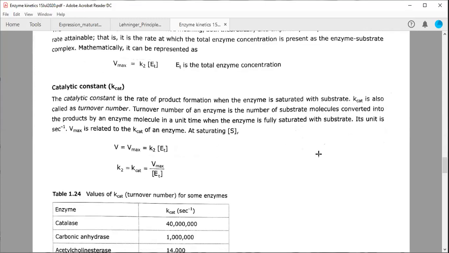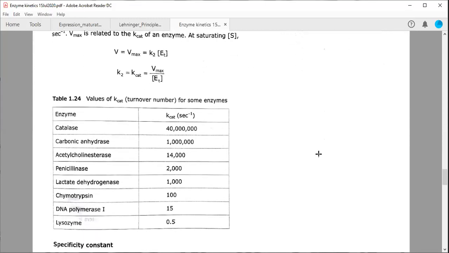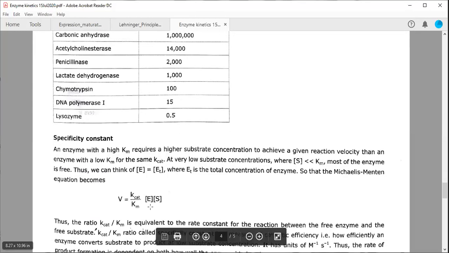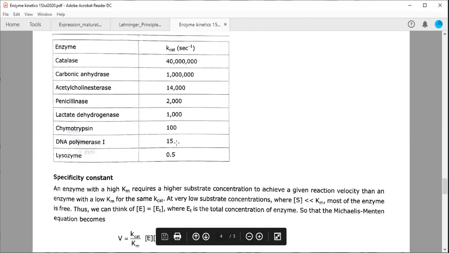One more term we will discuss in this text is called the specificity constant. Simply, you divide this kcat value or the turnover number by the Km value. So what is Km? Km is the substrate concentration at which the reaction velocity is half Vmax. So let us discuss Km first.